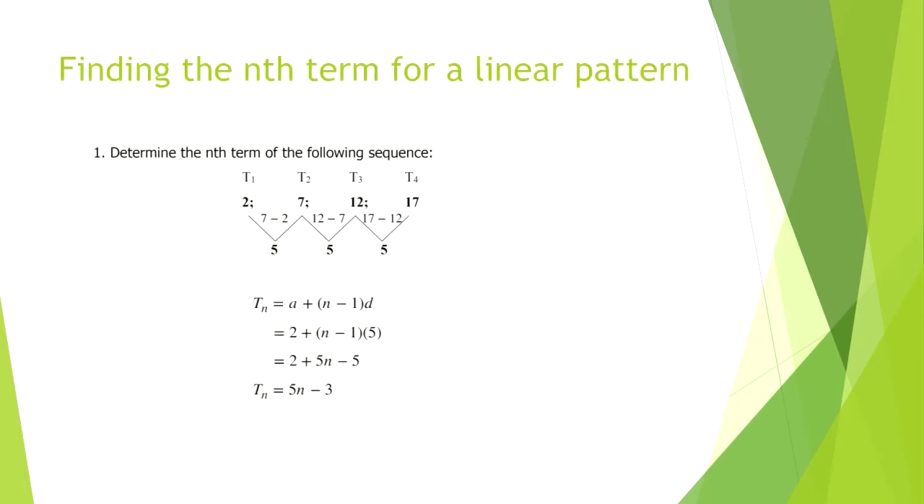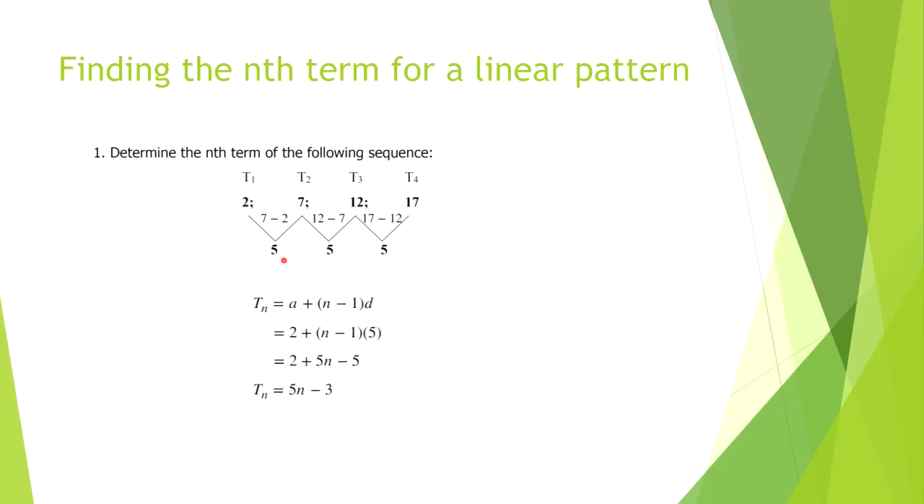So we're going to find the nth term for a linear pattern. That's what we're going to do. So this is a pattern: it's 2, then 7, then 12, then 17.